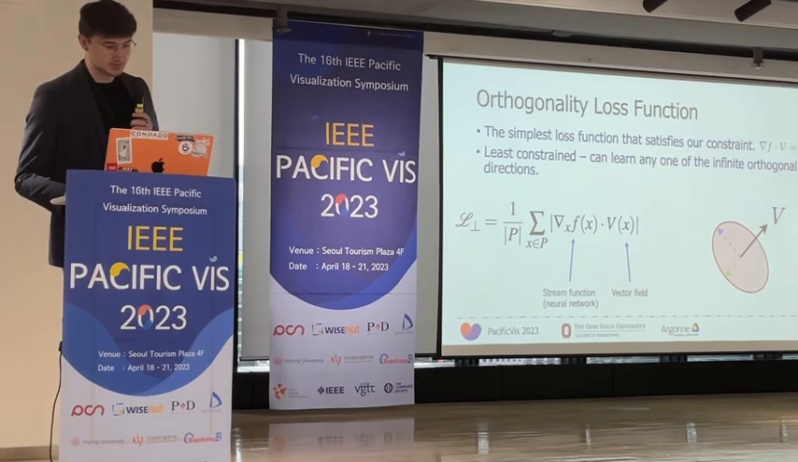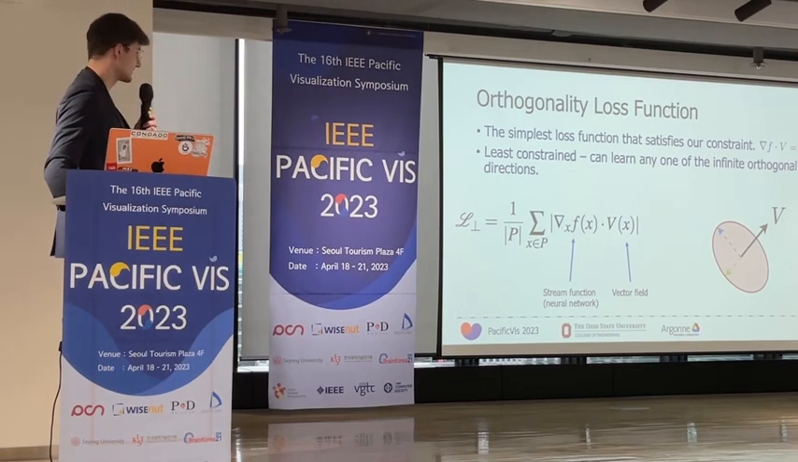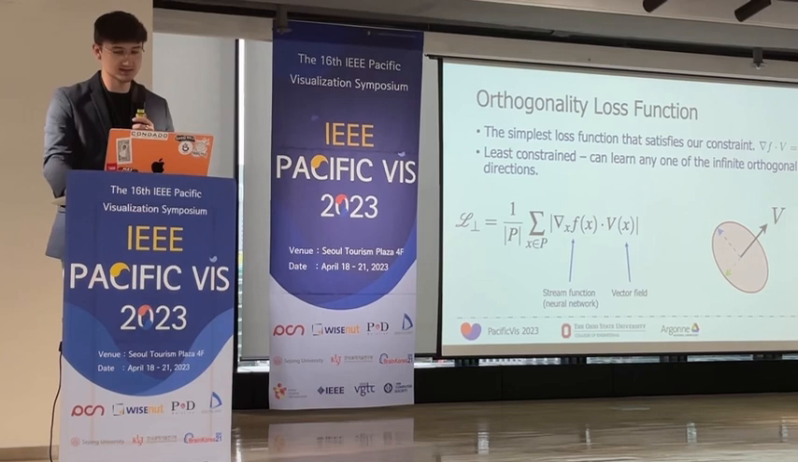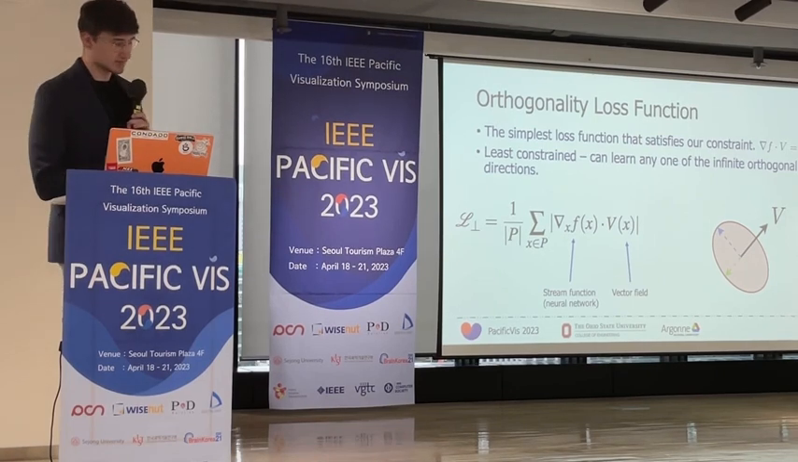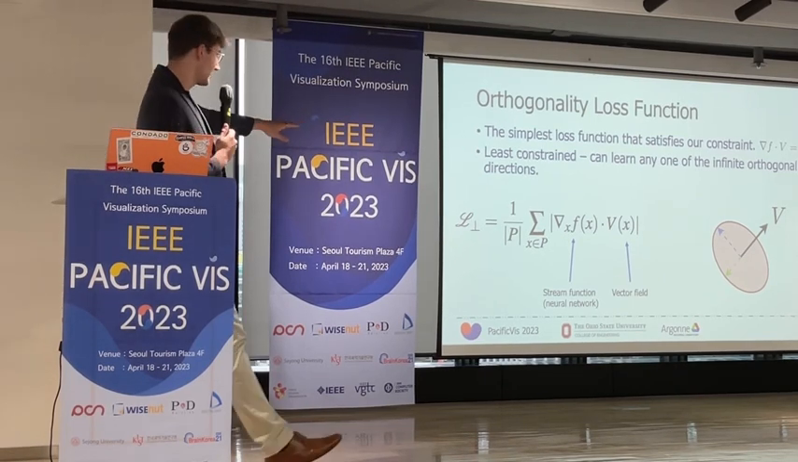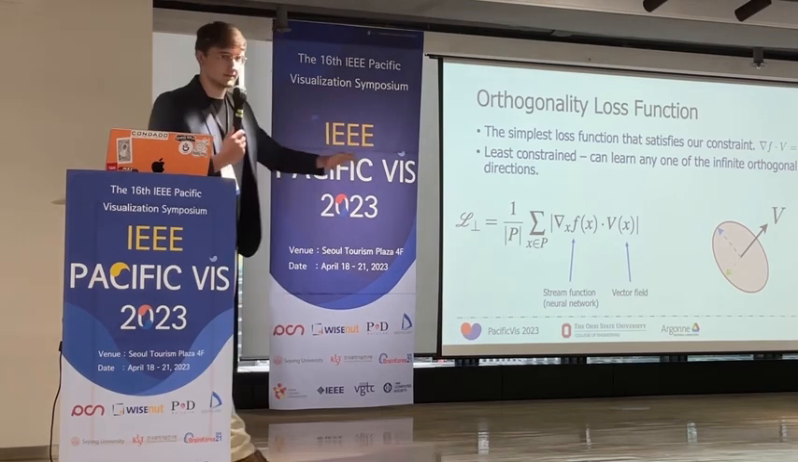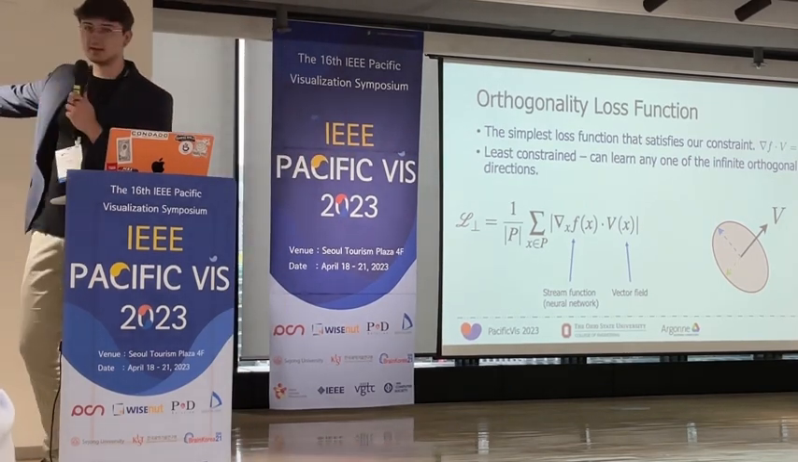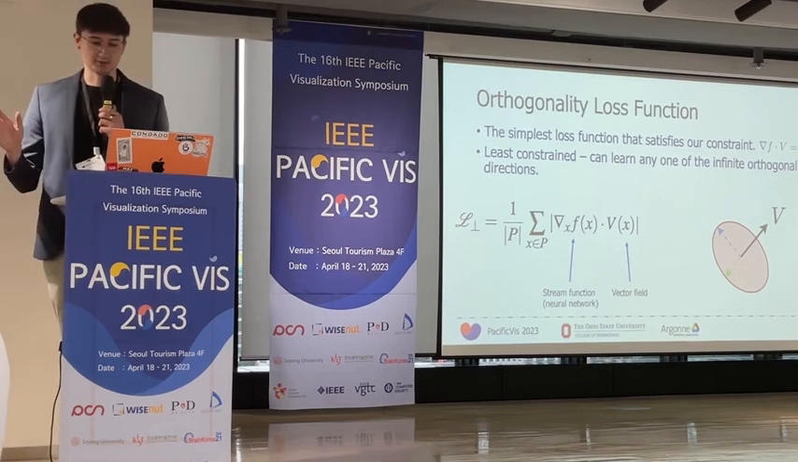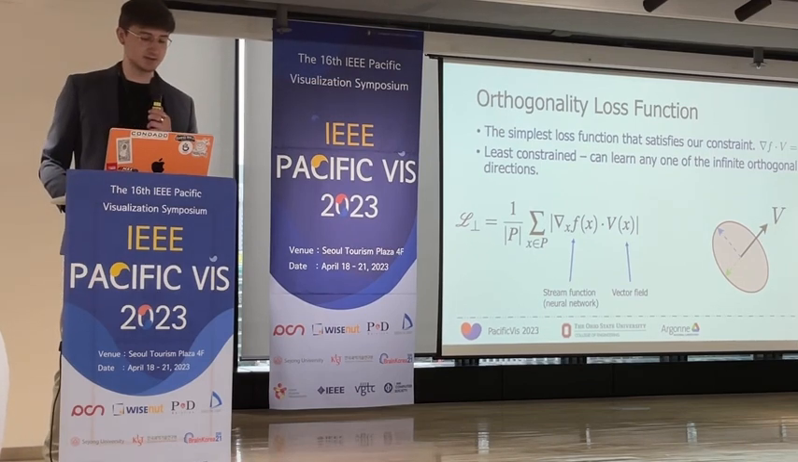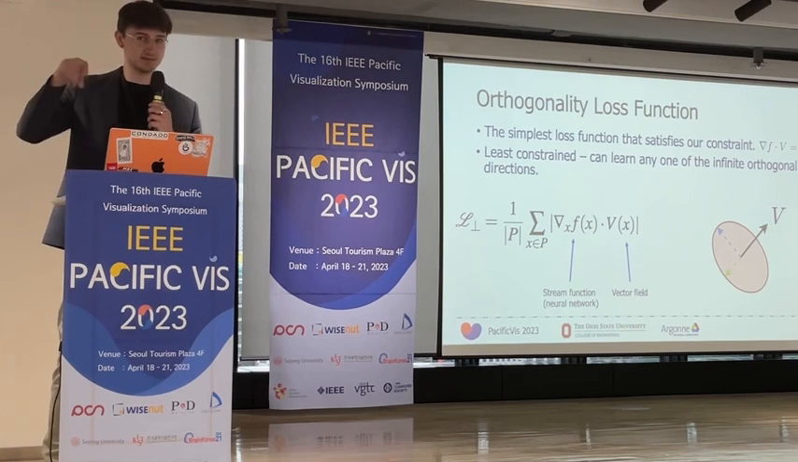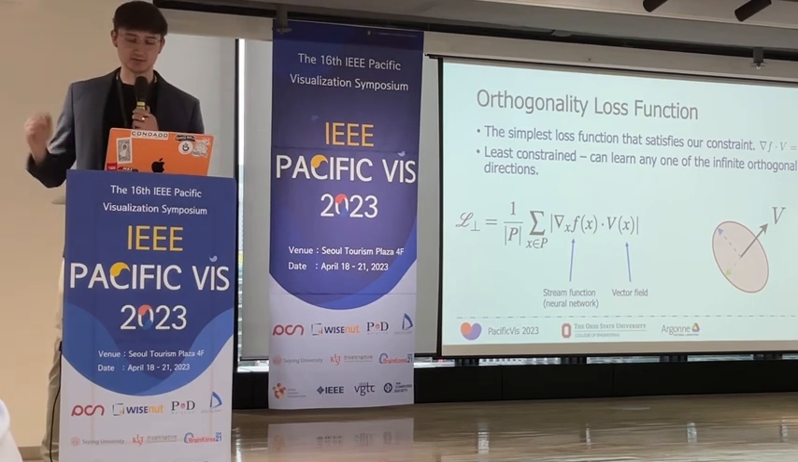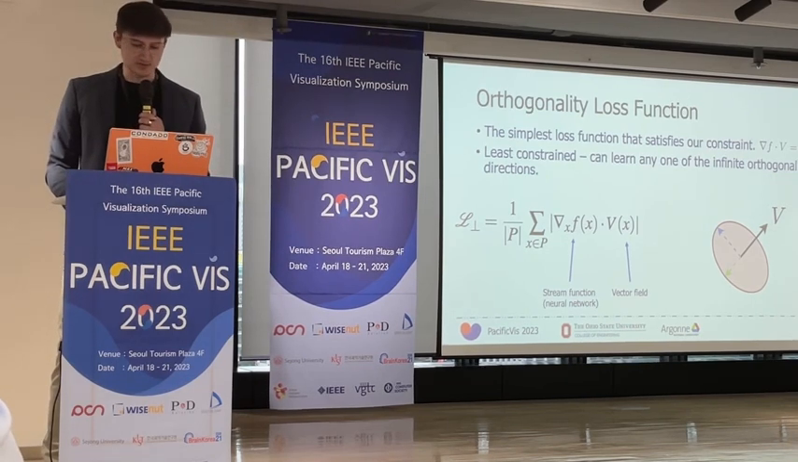I want to give some intuition about what this is telling the network to learn in a kind of geometric sense. So in this case on the right, V is our vector direction, and in 3D we have infinite directions that are orthogonal to V. This red disk that I have on the screen is our plane of orthogonal directions, right? So we're asking the network to learn any one of these infinite orthogonal directions with this loss function. So there's actually a very large degree of freedom afforded to the neural network for what direction it's allowed to figure out.